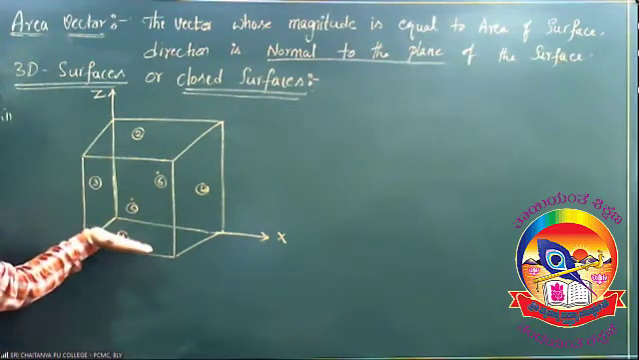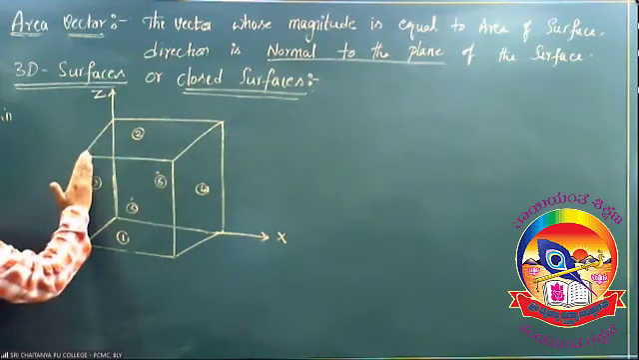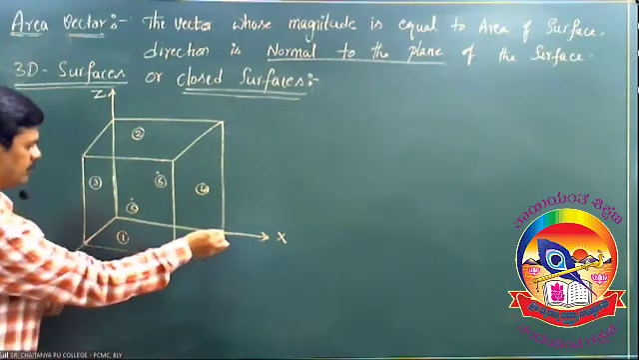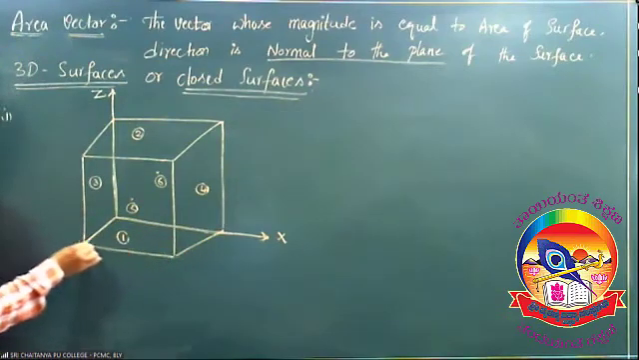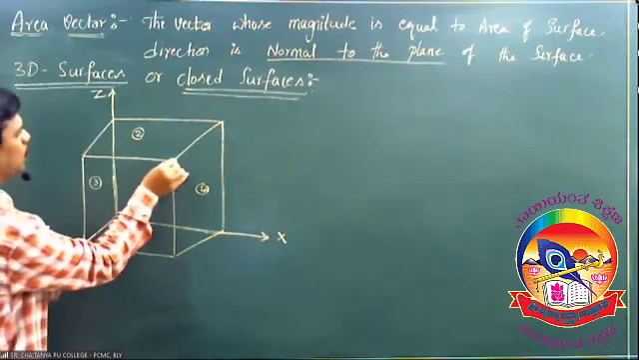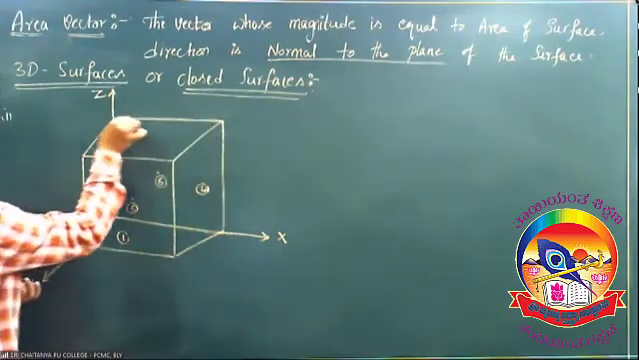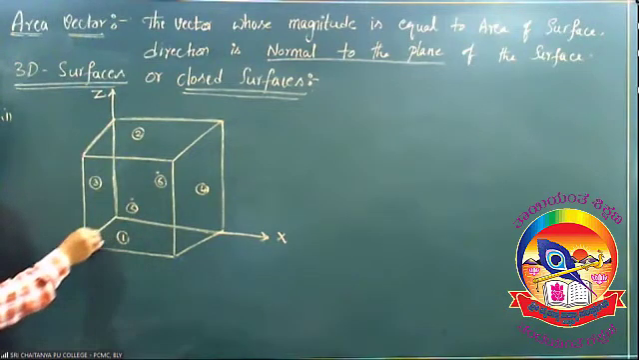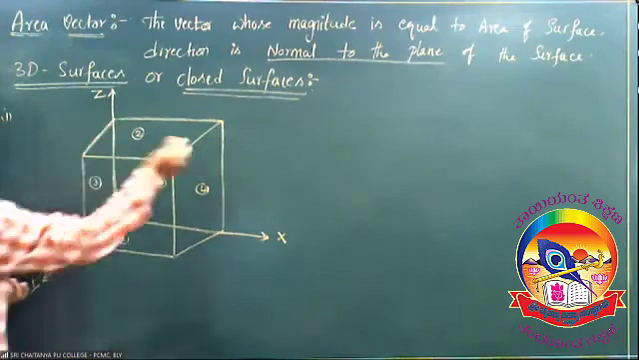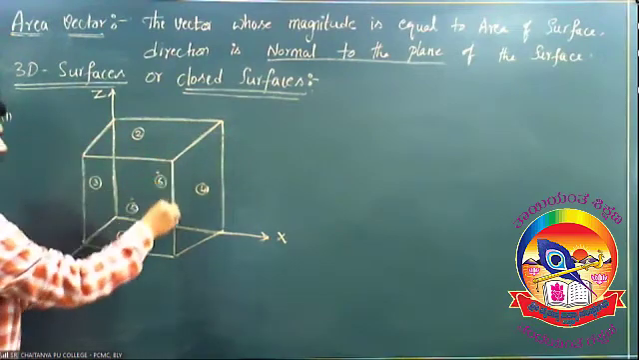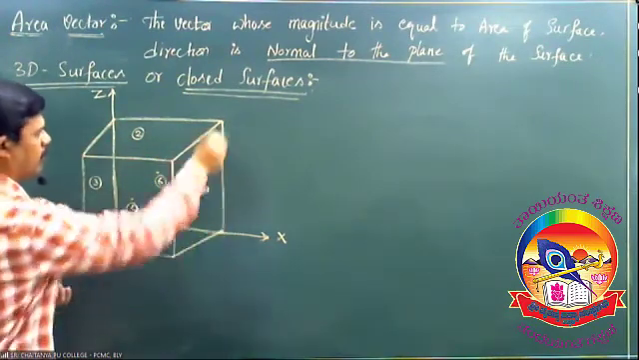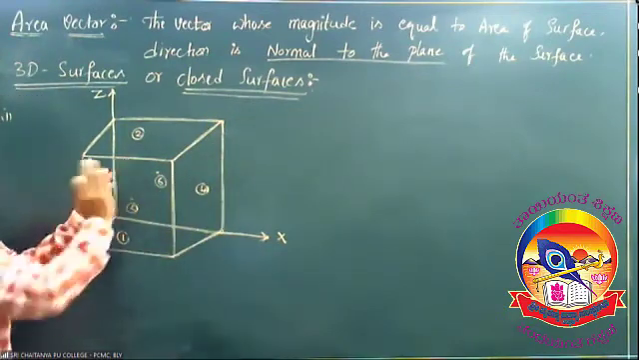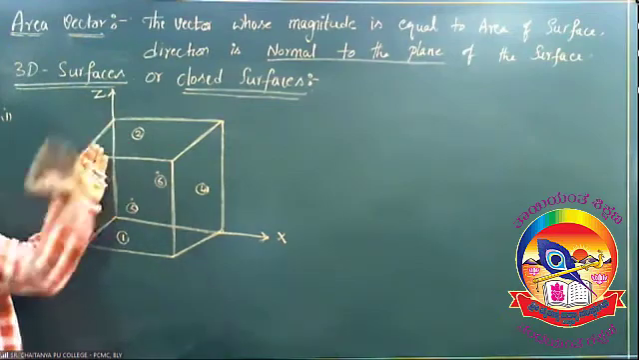This plane is plane 1. This plane is plane 2. This plane is plane 3. This plane is plane 4. And the other two we cannot draw. This side, that side, and this.